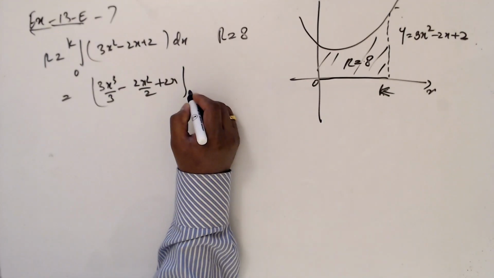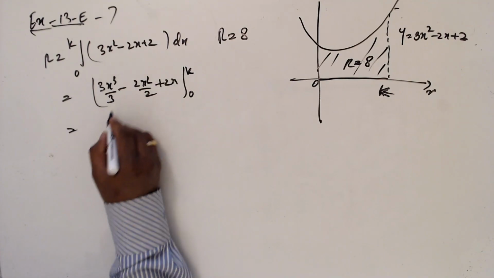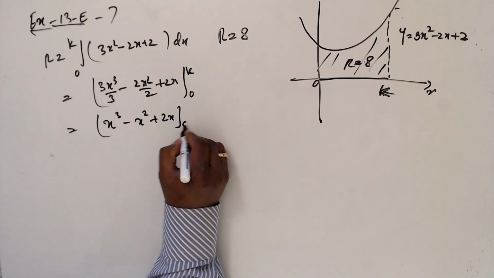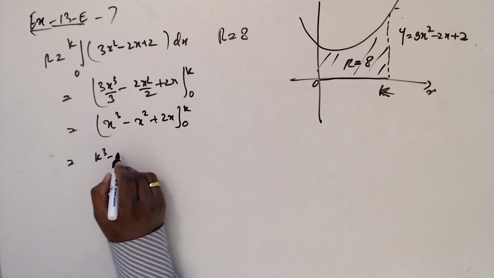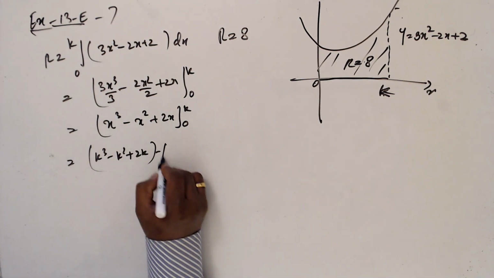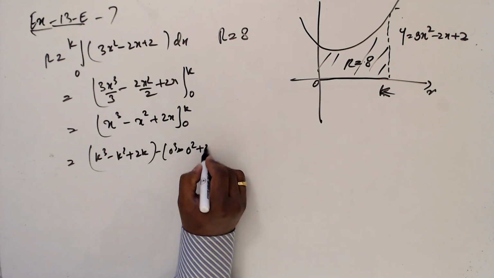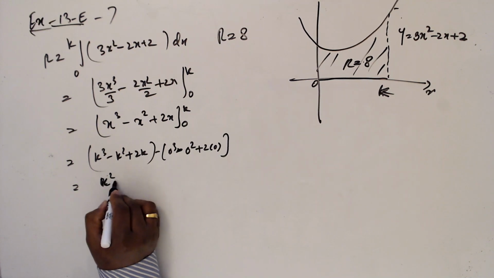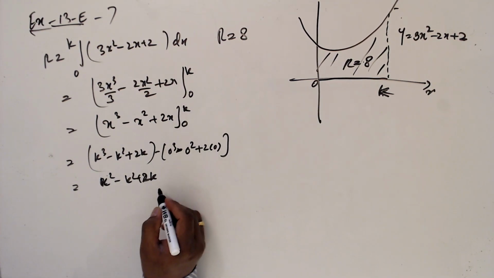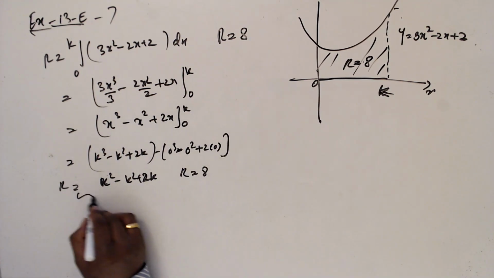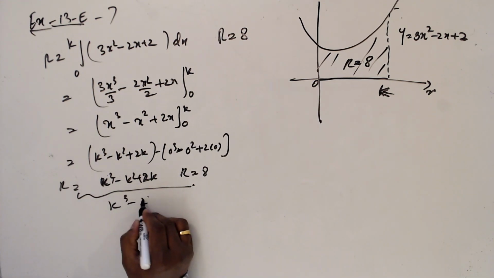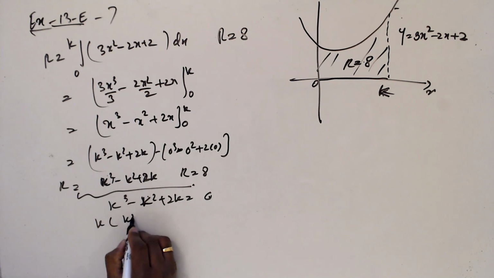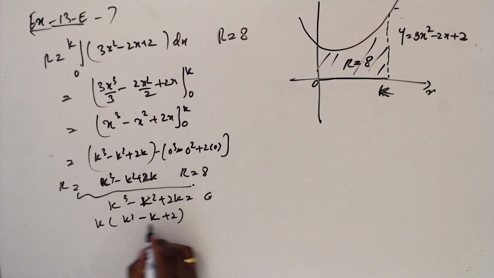So I integrate this one. This is 0 to k. 3 to 3 cancel out, x cube. This is 2 to 2 cancel out, x square plus 2x, 0 to k. So this is going to be k cube minus k square plus 2k, minus 0 cube minus 0 square plus 2 times 0. So R equals k cube minus k square plus 2k, and this is R. Then R equals 8, so what is our conclusion? k cube minus k square plus 2k minus 8 equals 0. Then when I take k out, this is going to be k square minus k plus 2 equals 0.